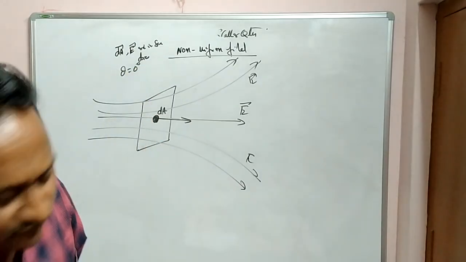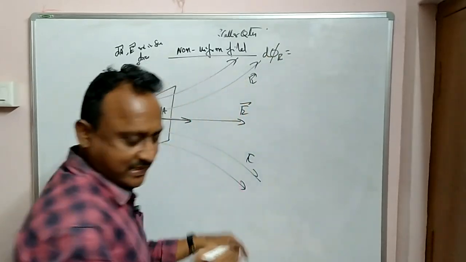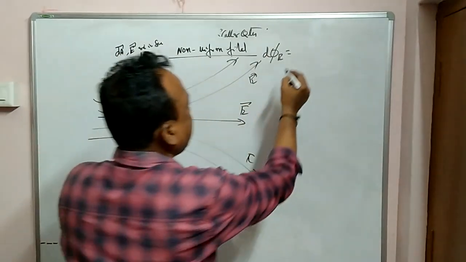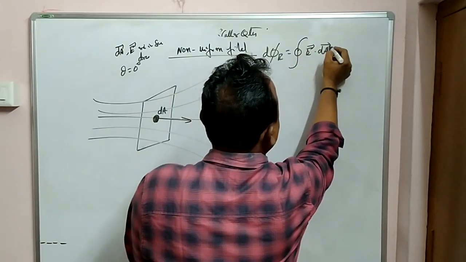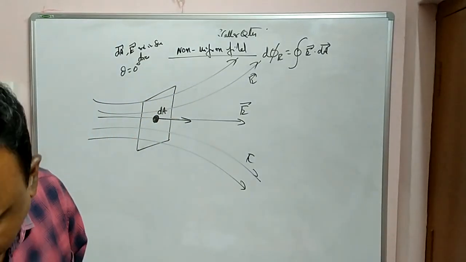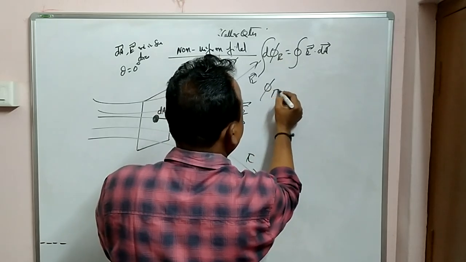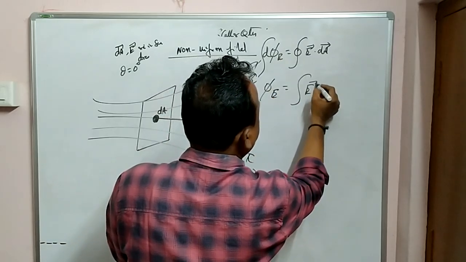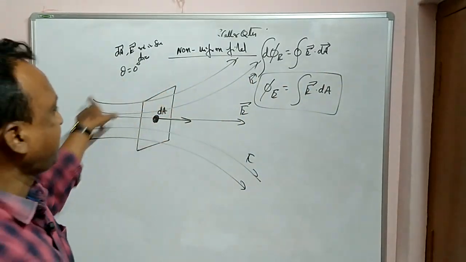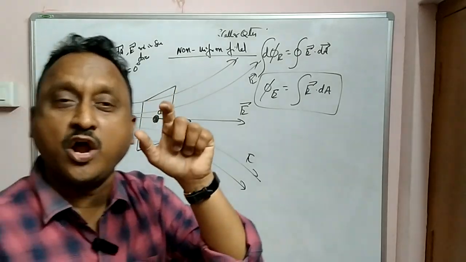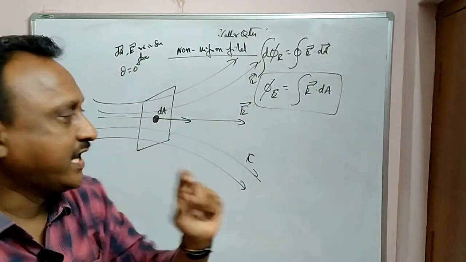So in such cases, how do we get the flux? The electrical flux d phi is got by integration, please. Okay, integral E dot dA, closed integral. So integrating d phi gives phi E equals integral E dot dA. So when the electrical field is not uniform, the electrical flux is got by integrating, taking a small element dA.